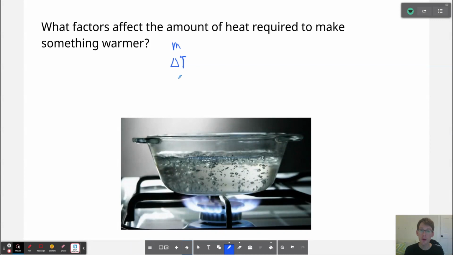And then there's also what the substance is. So I've been talking about water, but if we used, for example, a piece of metal, that would have a certain propensity to have its temperature changed, and water would be different. Every substance has its own ability to have its temperature changed.